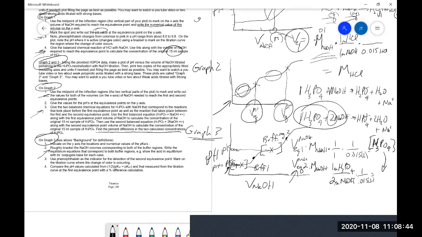Now you should read through that background material and understand why those are buffer regions and what's in them. For example, in the first part, you're going to have some leftover H3PO4 because not all of it has been neutralized with the NaOH in that region. But also in that region you're going to have the conjugate base, H2PO4 minus. So that's the one buffer system in the first case.